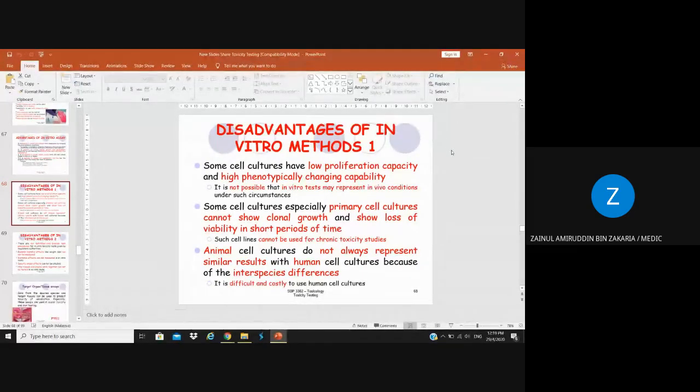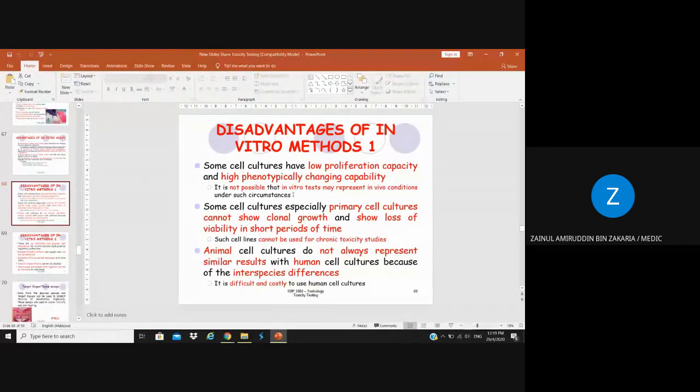Okay, disadvantages of using in vitro assays. Some cell cultures have low proliferation capacity and high phenotypically changing capability. It is not possible that an in vitro test may represent in vivo conditions under such circumstances.